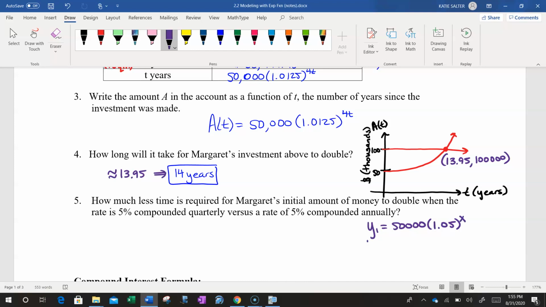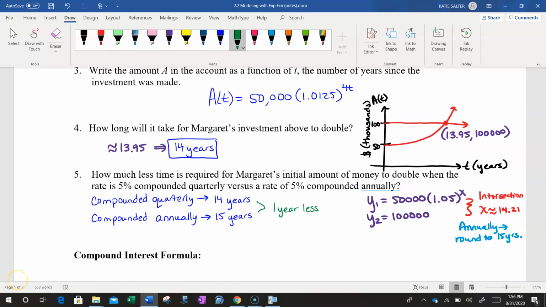And then again, we want to know when that doubles, so then go in there and put 100,000, graph it, and find the intersection. So if you do that correctly, you should see that there's an intersection at 14.21-ish, 100,000. So we'd say where X is approximately 14.21. Well, again, if it's compounded annually, you can't say 0.21 because it's not going to happen in the middle of the year. So again, if it's annually, we have to round up to 15 years.